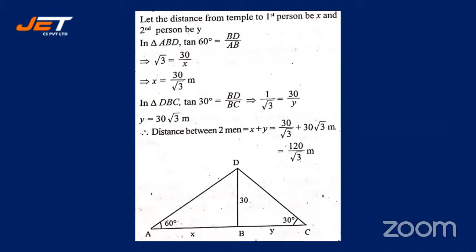So just add up these both. You got the value of x to be 30 by root 3, and here you got y as 30 root 3. So after adding, that is 30 by root 3 plus 30 root 3. You can take LCM so that you can have a single answer as 120 by root 3, which is option 4. All right, students? Yes.